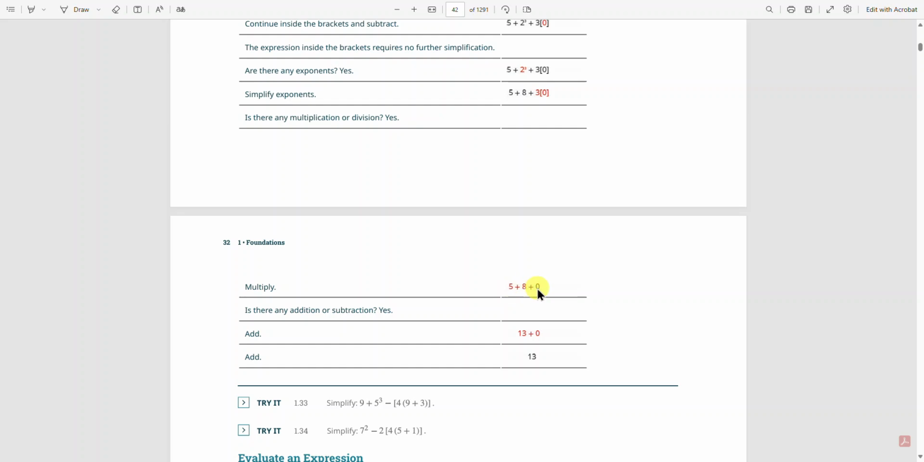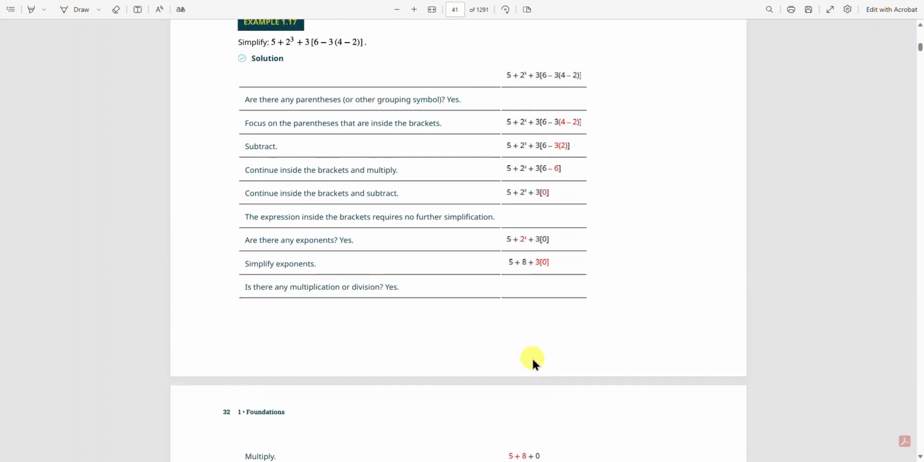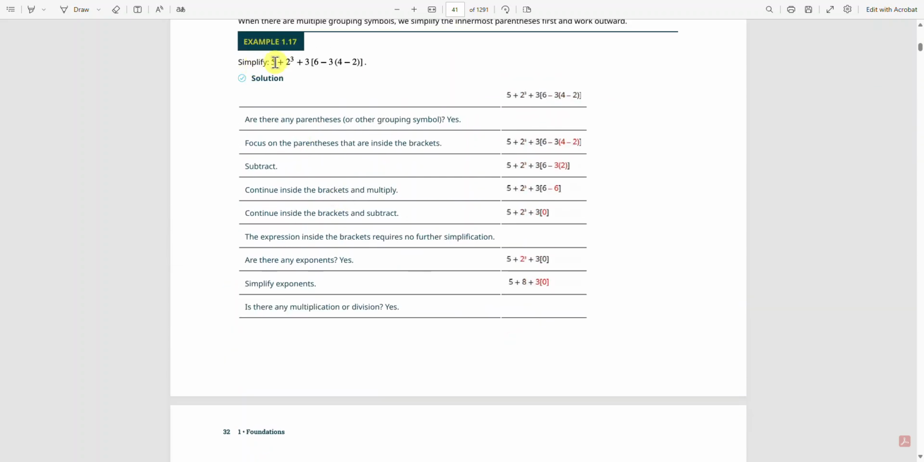Now we look at our expression and we ask, are there any groups? No. Are there any exponents? No. Is there any multiplication or division? No. All we've got is addition and subtraction. And we're told in our rule to just start at the left and move from left to right. So we're going to take 5 plus 8, and 5 plus 8 makes 13 plus 0. 13 plus 0 makes 13. So 13 is the answer to this problem where we're asked to simplify this complicated expression.